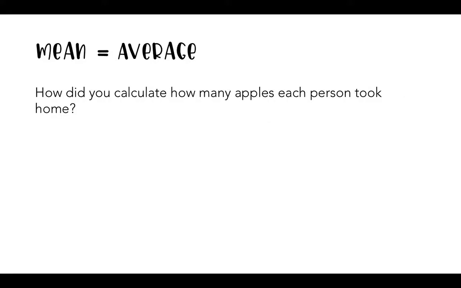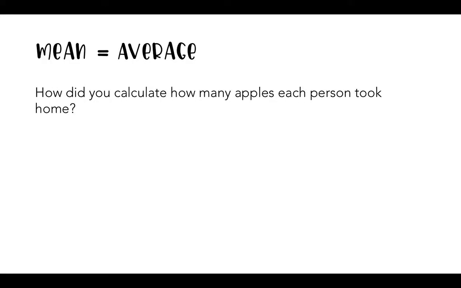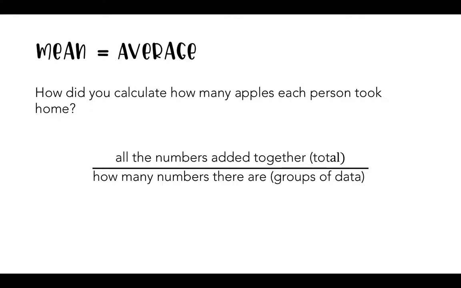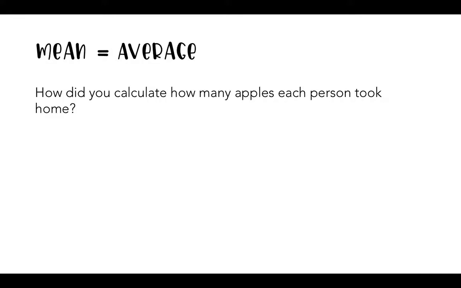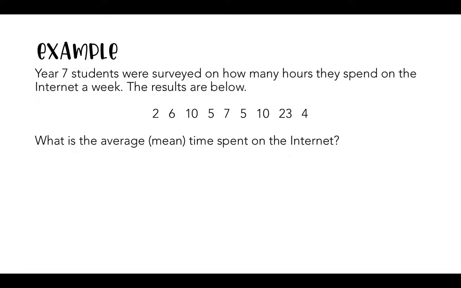Now, how did we calculate that? How did we work out how many apples they took home each? If we go back here, the first step we did was to add them all together. So what we do is we add all the numbers together, all the values, and then we divide them by how many numbers or groups of data there are. So there were 3 groups of data, there were 3 people, so we added our 3 plus 7 plus 2 to get our 12, and then we divided that by 3 because there were 3 lots of data there, 3, 7 and 2. So let's do another example.